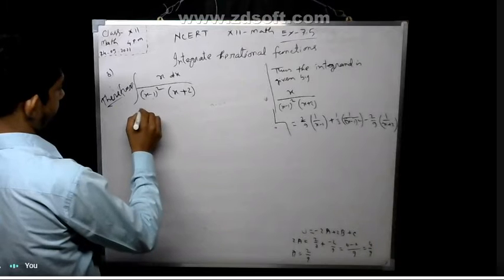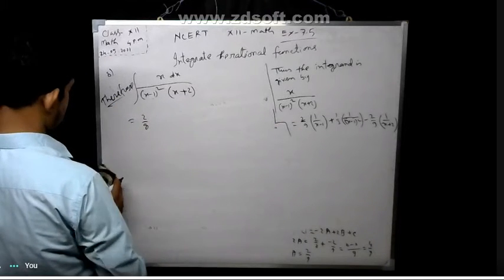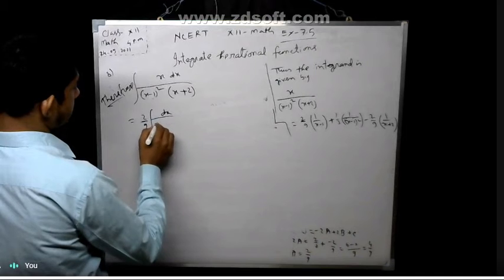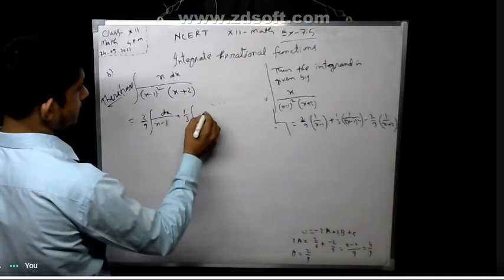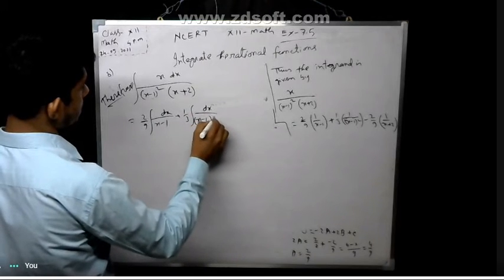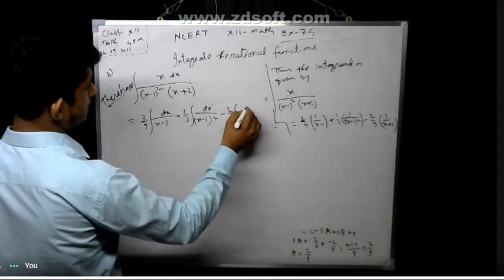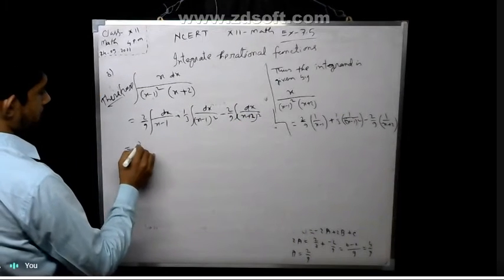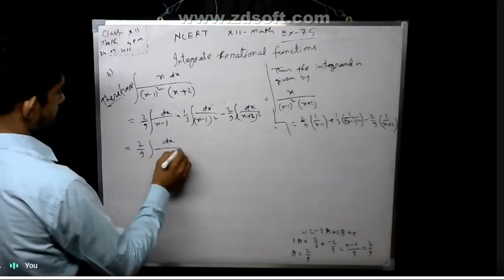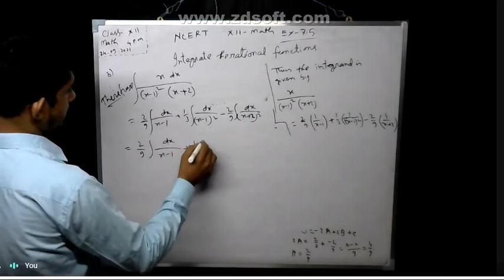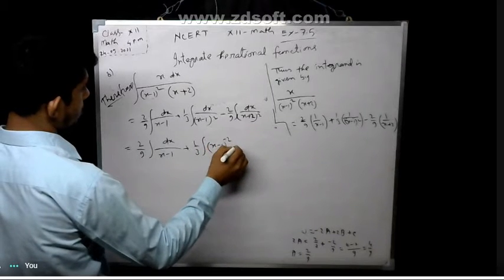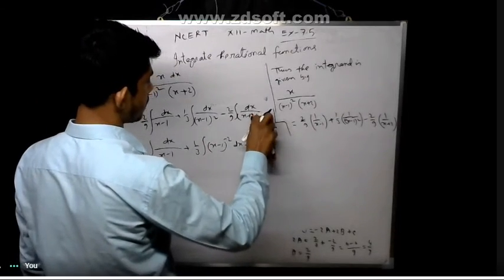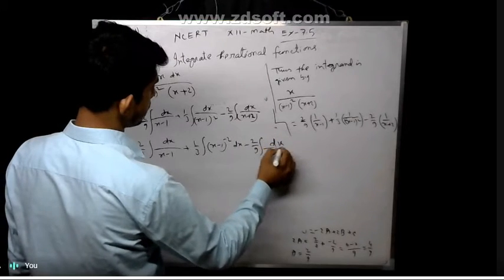So therefore this equals 2 by 9 dx by (x minus 1) plus 1 by 3 dx by (x minus 1) whole square minus 2 by 9 dx by (x plus 2) whole square, okay, equal to 2 by 9 dx by (x minus 1) plus 1 by 3 (x minus 1) whole square minus 2 by 9, it is not whole square, sorry, dx by (x plus 2).